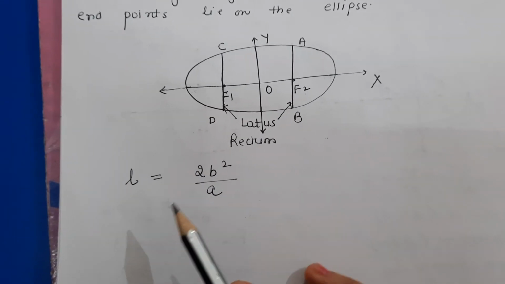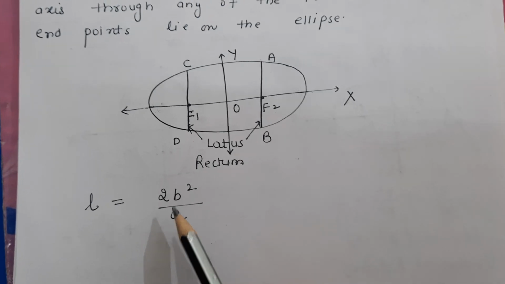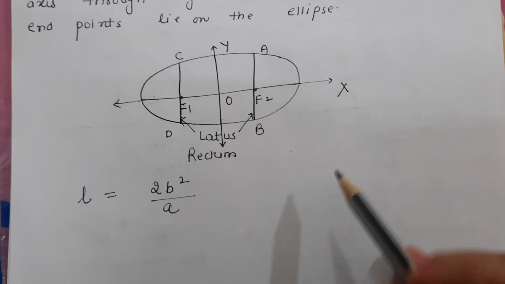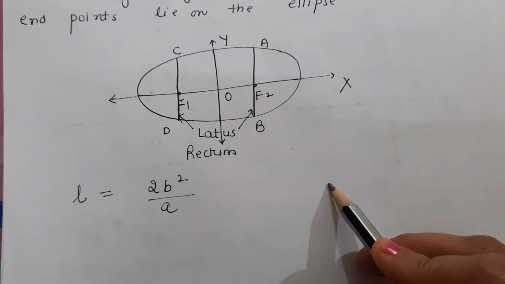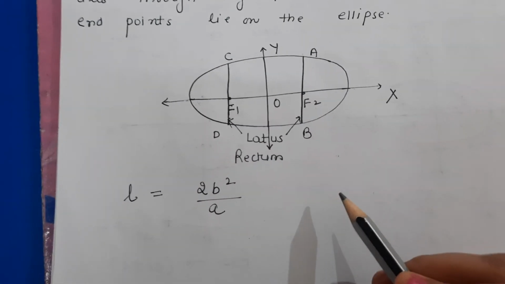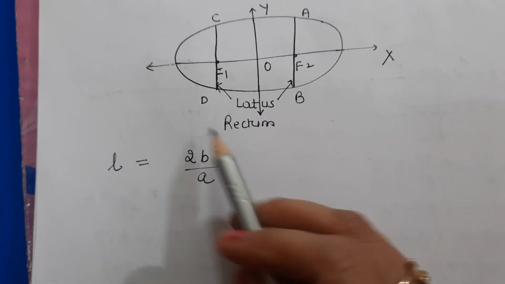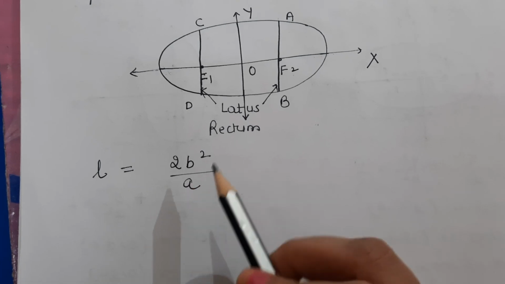In both the cases, the length of the latus rectum is 2b square by a, because we have denoted the larger denominator in both the cases by a. So this formula will remain the same in both cases. This is 2b square by a.